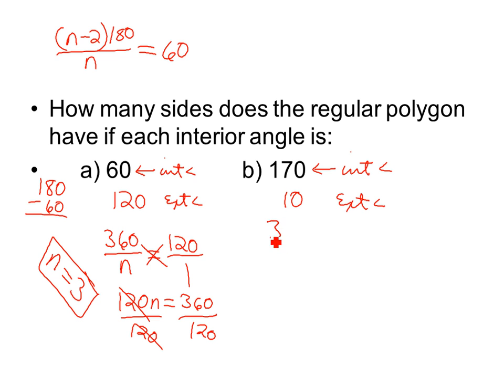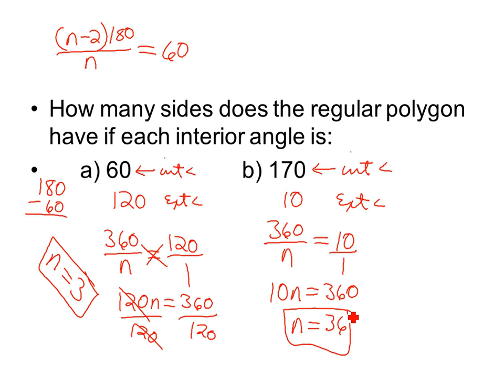So you got 360 over n should equal 10 degrees. It's like you're using the formula backwards is all you're doing. And 10 is kind of easy. So you got 10n equals 360, because when you divide by 10, what happens? Just take off the 0. Take off a 0 and you end up with 36. So how many sides does that polygon have? 36. What kind of polygon is it? 36-gon.